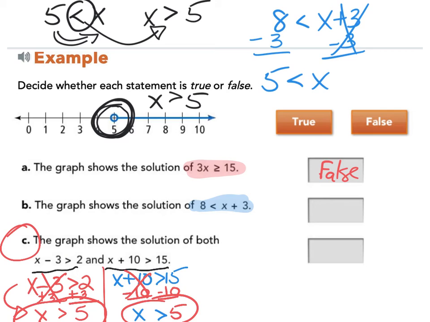And I believe, didn't we decide? Yes, and B works. So this is true and this is true.